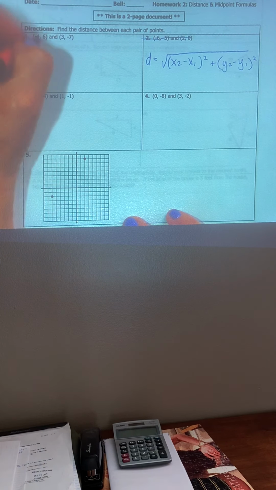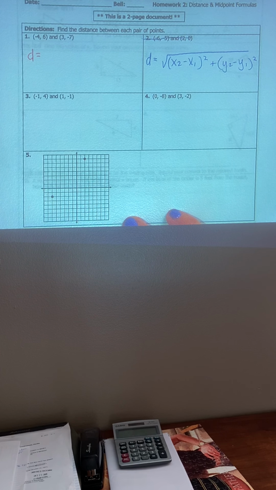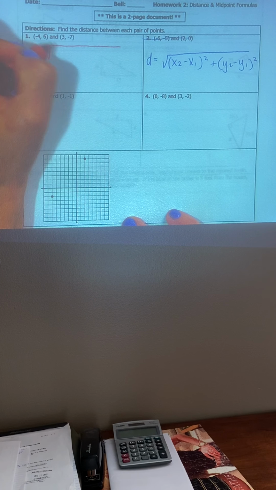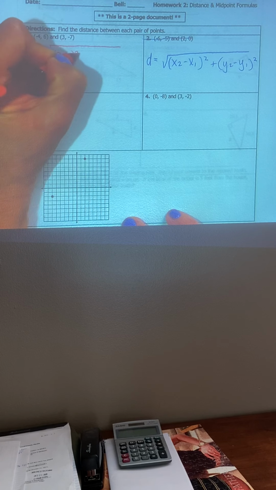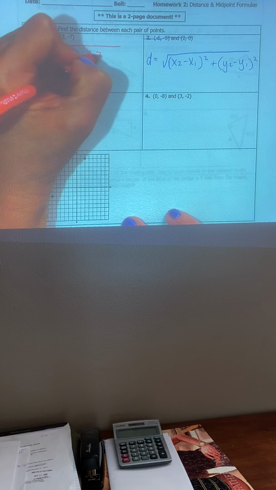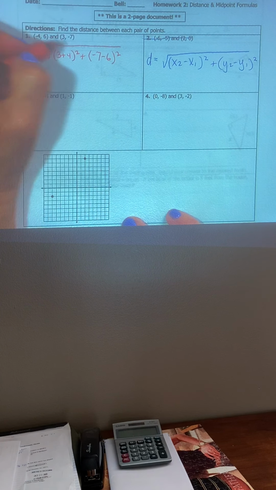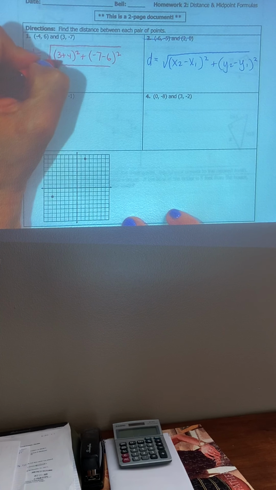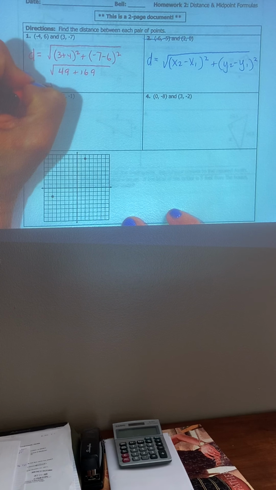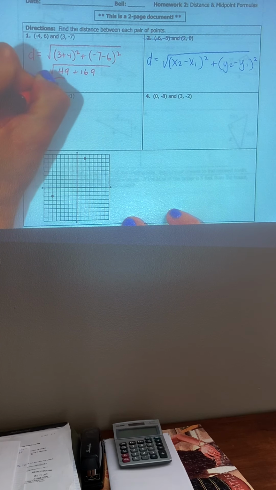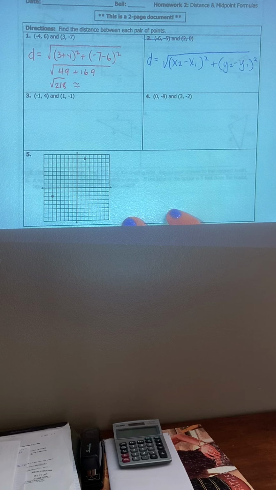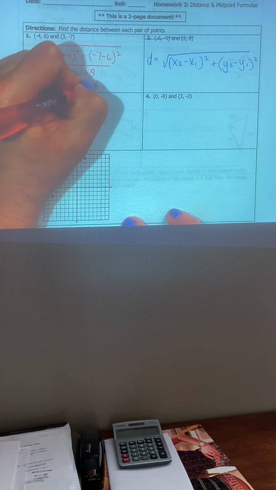All right, using the distance formula, we get x2 minus x1 squared, so that's 3 plus 4 squared, plus negative 7 minus 6 squared. That's 7 squared, which is 49. Negative 13 squared is 169. From there, that gives me 218. I take the square root of 218, and notice what the directions say: we're going to round to the nearest hundredth again. 14.76.